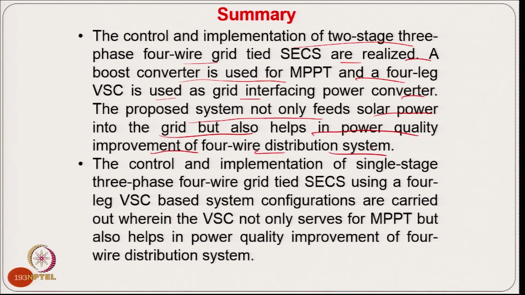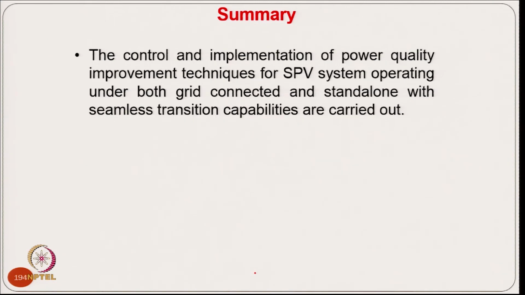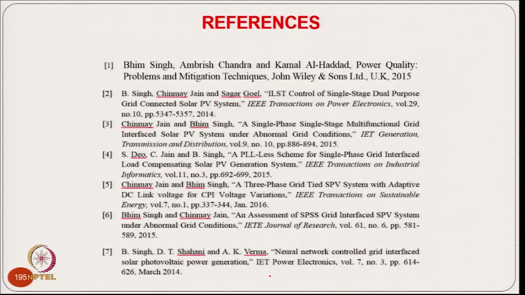And control and implementation of a single stage 3-phase 4-wire grid tied solar energy conversion system using a 4-leg voltage source converter based configuration are carried out, where the VSC not only serves for the MPPT, but also helps in power quality improvement of the 4-wire distribution system, and the control and implementation of a power quality improvement technique for a solar photovoltaic system operating under both grid connected and standalone modes. Similar transition capability is also carried out.